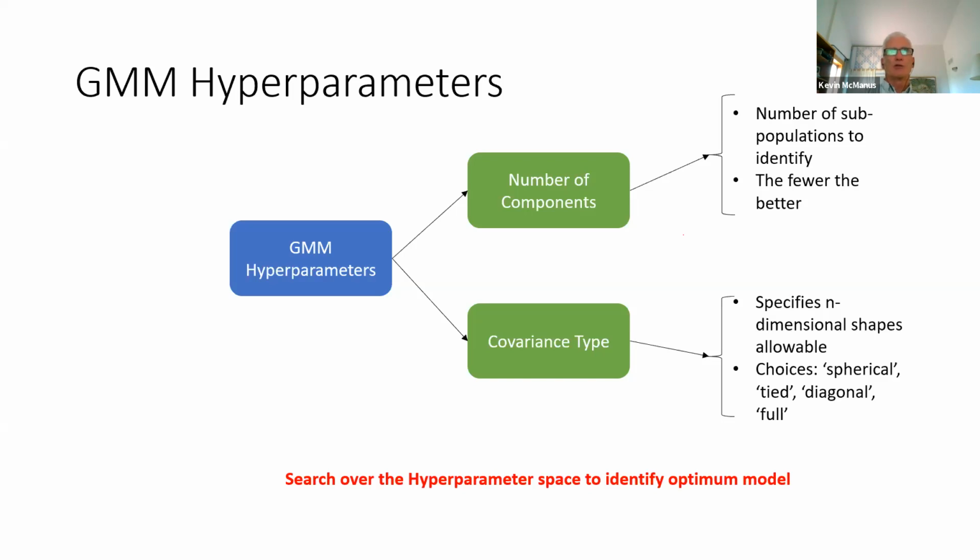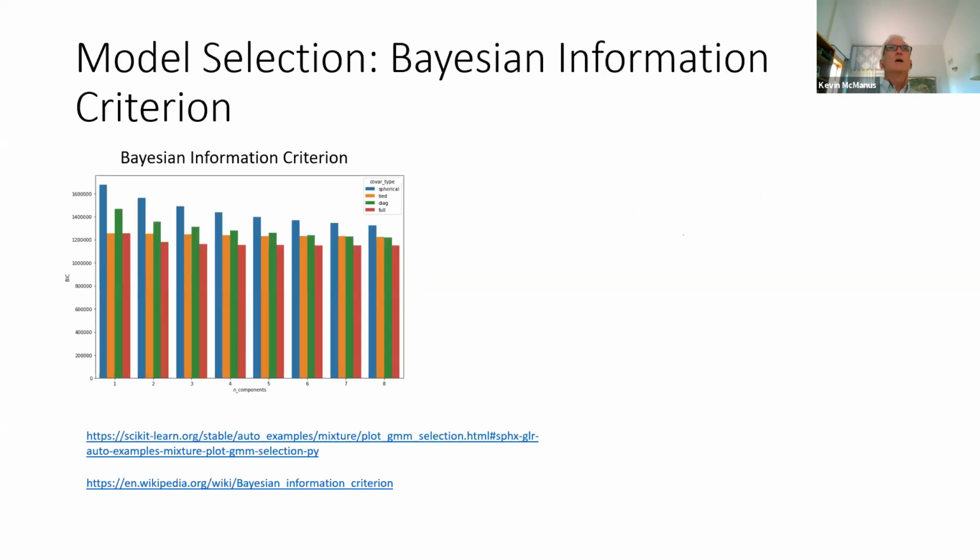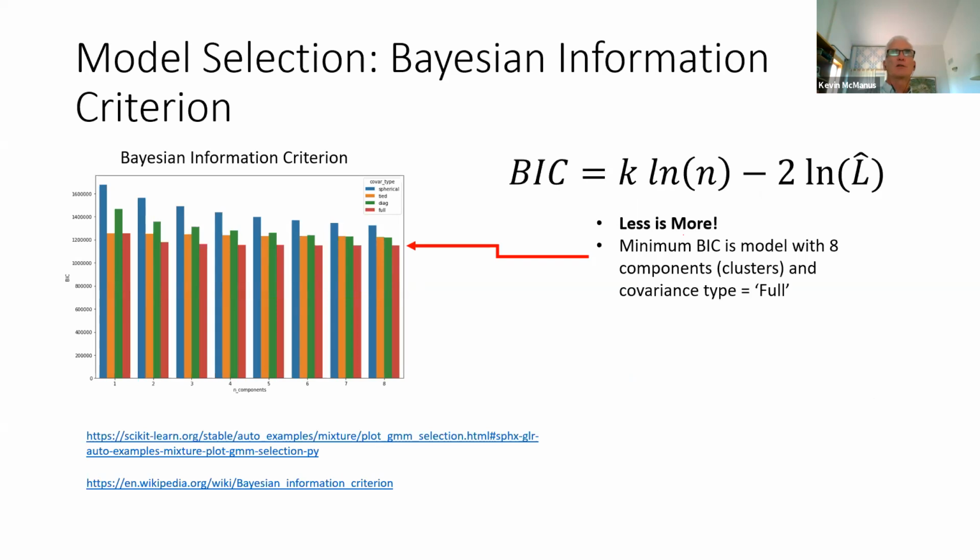A good analyst will search over the hyperparameter space to identify the optimal model. Okay, and that's what we do next. In this case, we are lucky enough to have what's called the Bayesian information criterion. Test on this tomorrow, by the way, so take good notes. The BIC, as it's affectionately known, has the formula that's up there, again, out of Wikipedia, where else? And the key thing of the BIC is less is more.